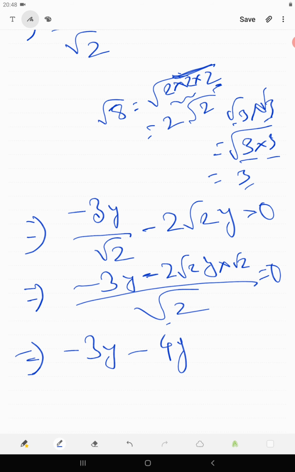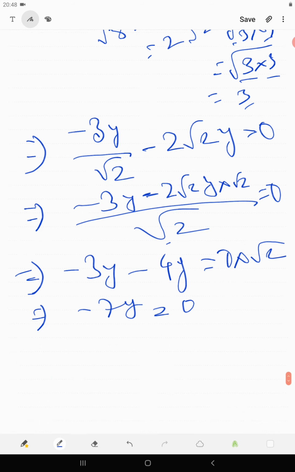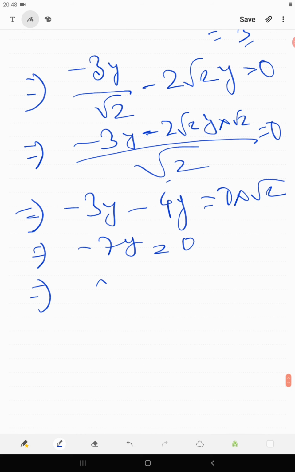Now the division of this will become multiplication on the other side, correct? Now 0 into root 2 is 0 only. So minus 3y minus 4y, so minus 7y equals 0. Okay, so minus 7y is 0. So y: since minus 7 is multiplied with y, when we take it towards the right, it will become division. Anything 0 divided by anything is 0. So we have got y equals 0.